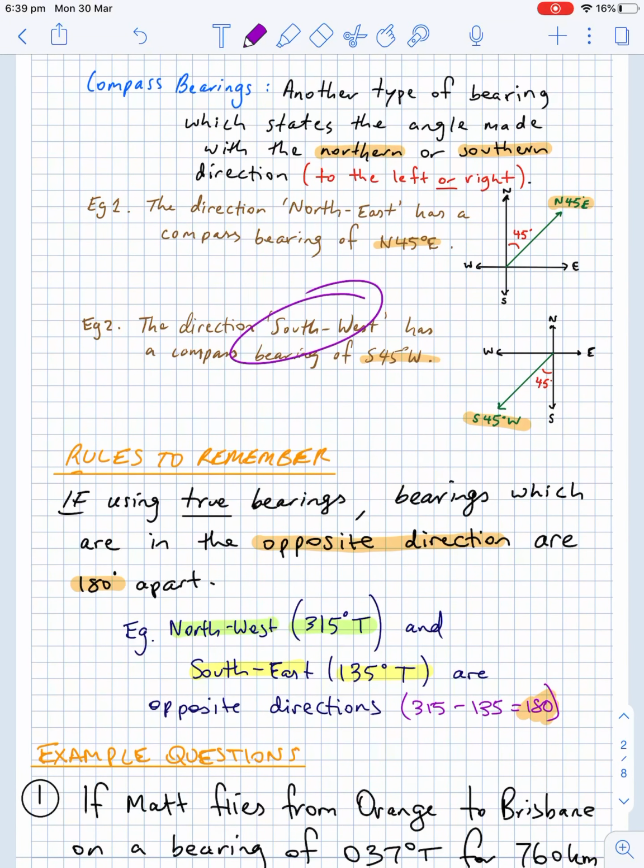EG2, southwest. So I look at this and I think 45-degree angle made with the southern line. And it's between south and west. So therefore your compass bearing is going to be south 45 degrees west. You want to say whether it's north or south first, and then whether it's east or west at the end. So hopefully these aren't too bad. You would have seen these in the past.